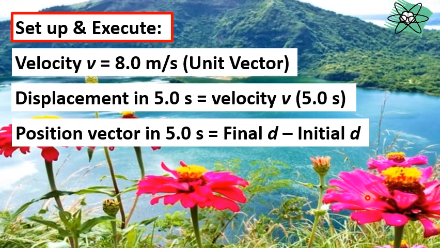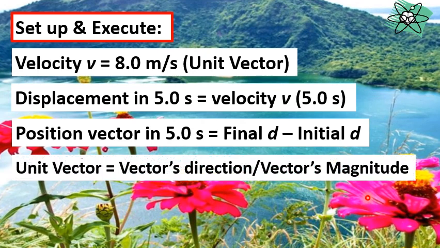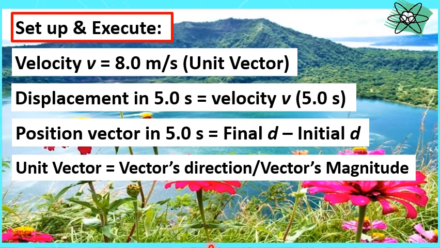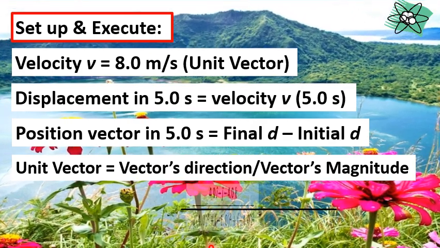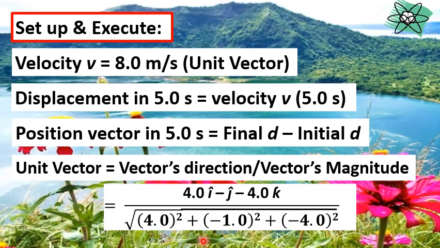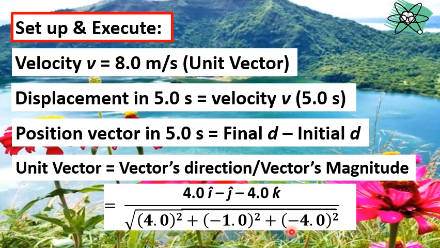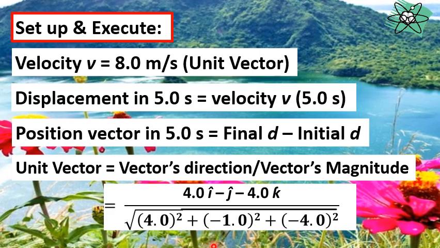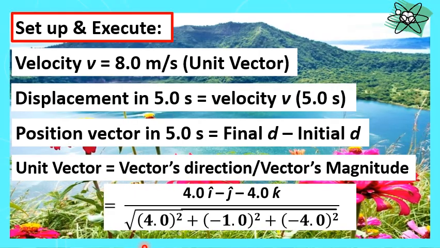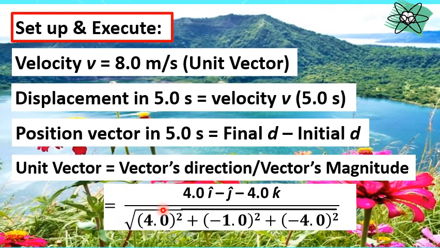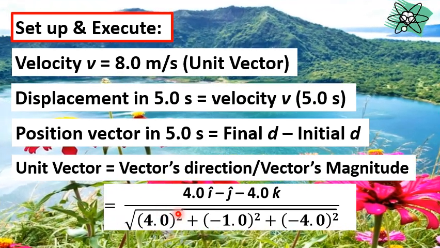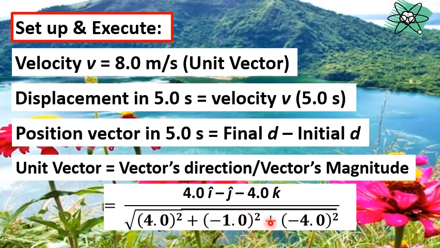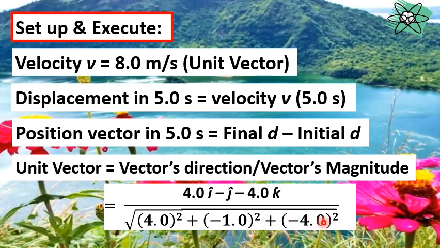And moving on to our computations, the unit vector is equal to 4.0 I minus j minus 4.0 k divided by the magnitude of this vector, that is, using the Pythagorean formula, square root of 4.0 squared plus negative 1.0 squared plus negative 4.0 squared.